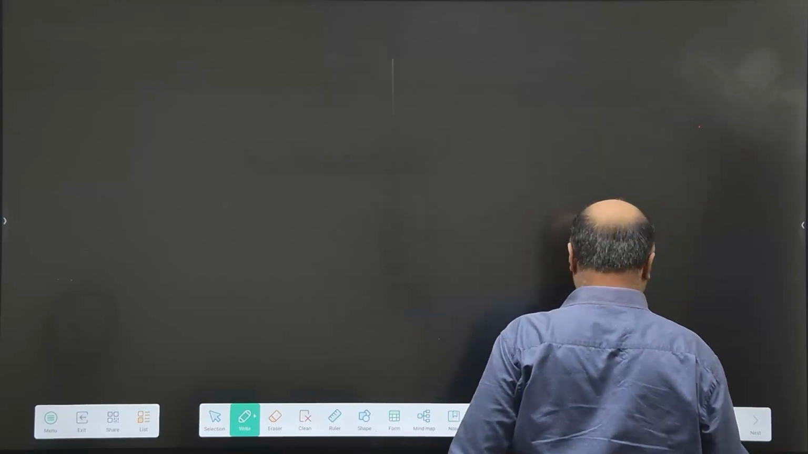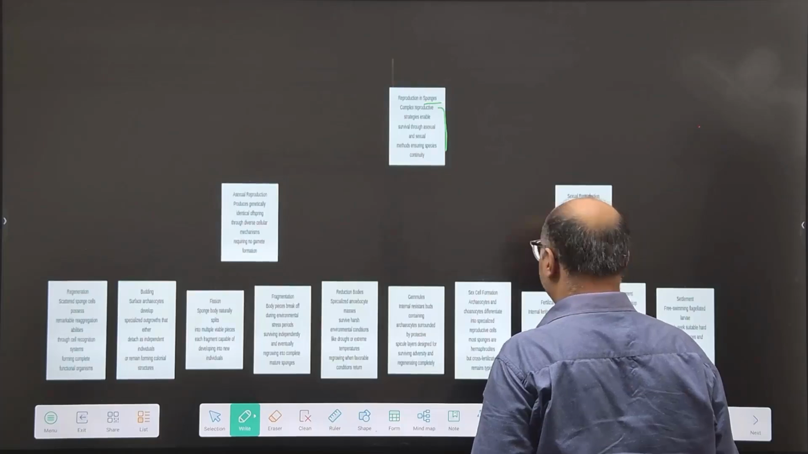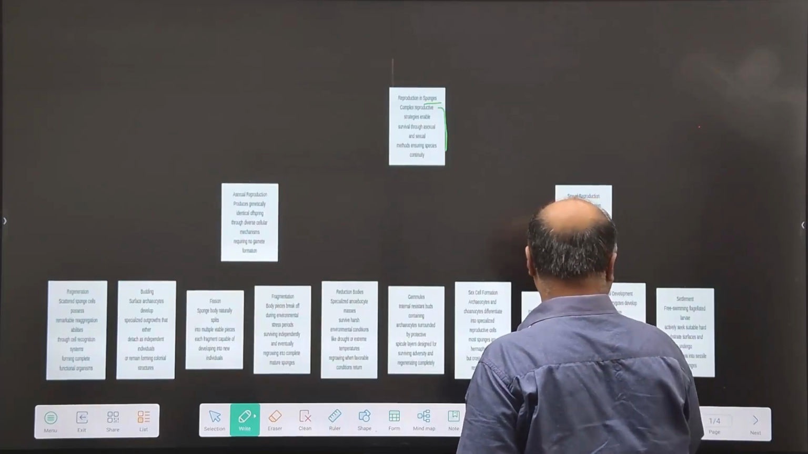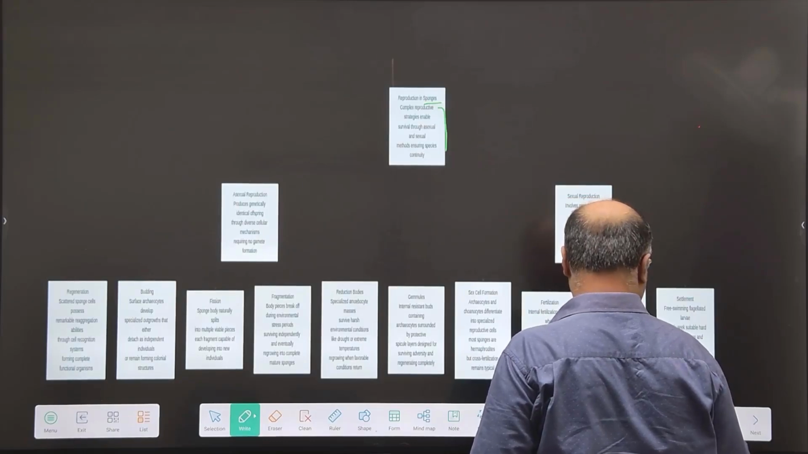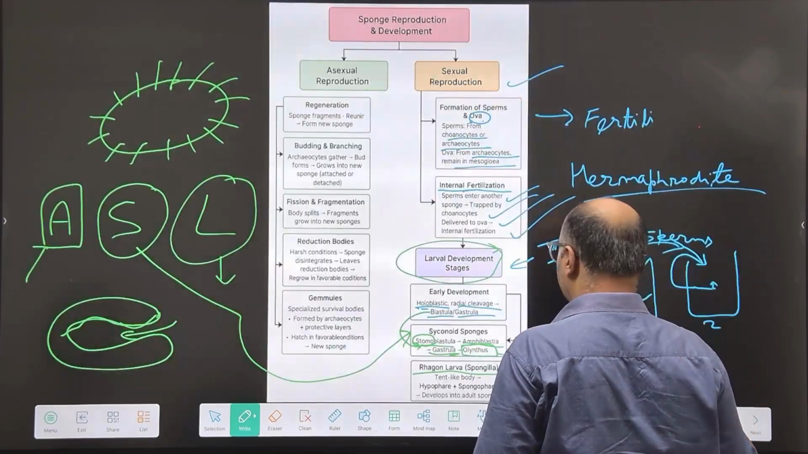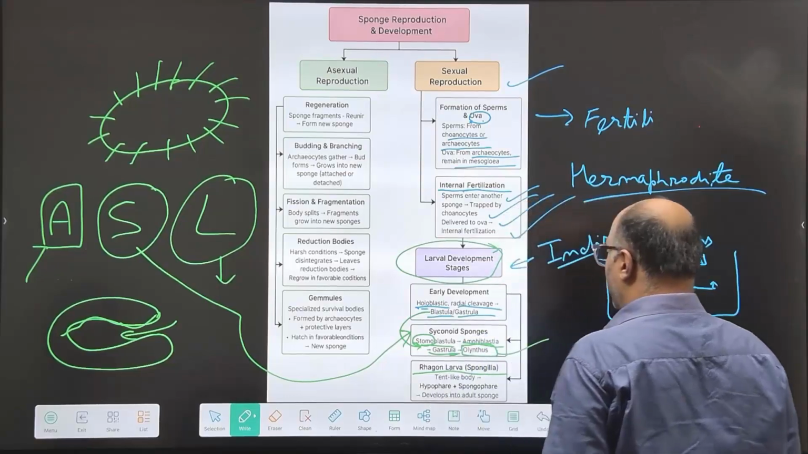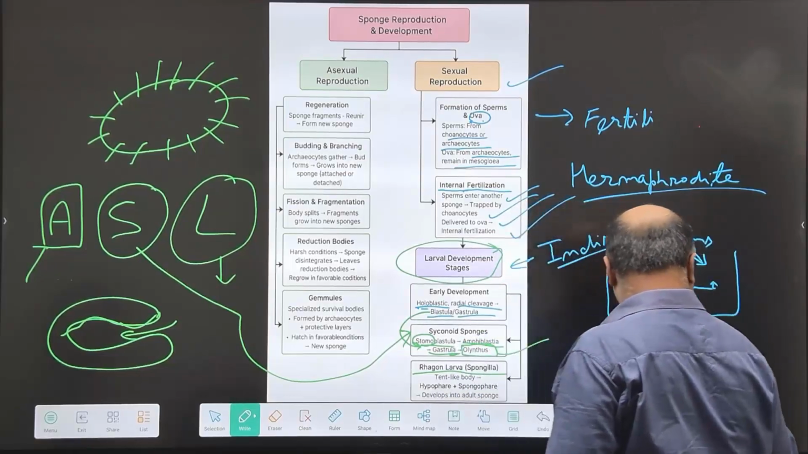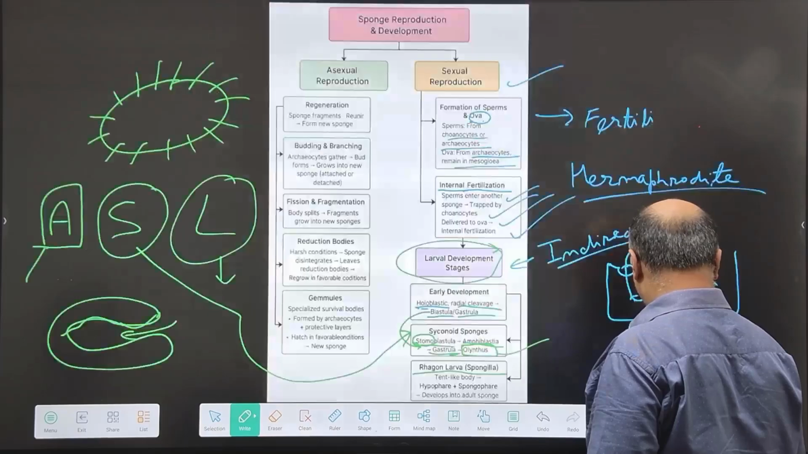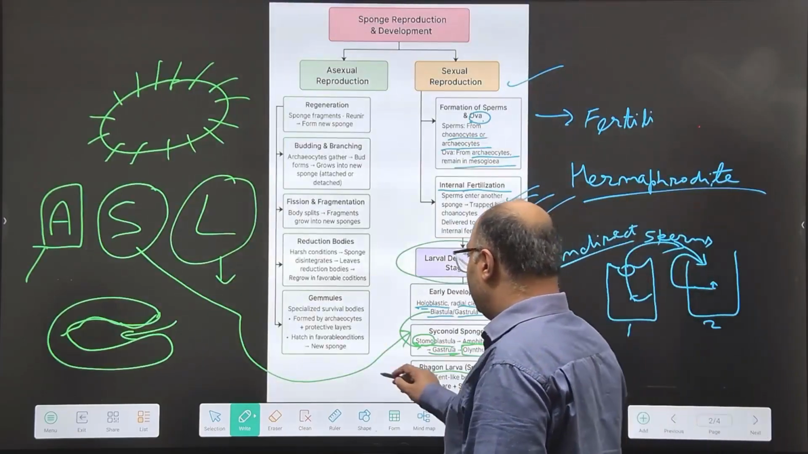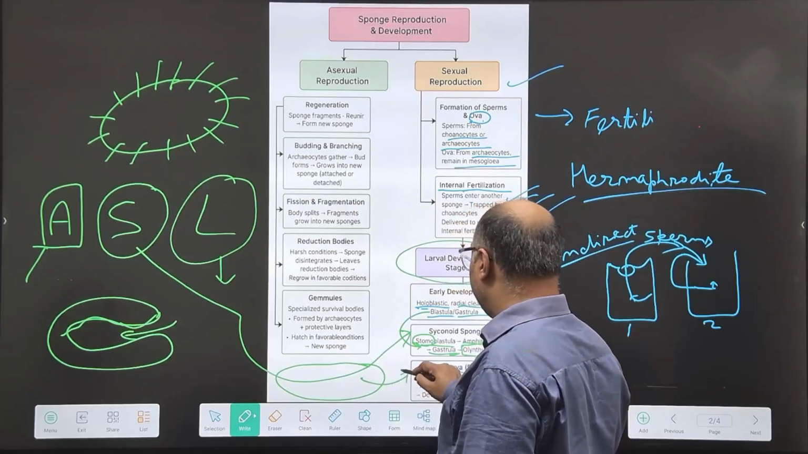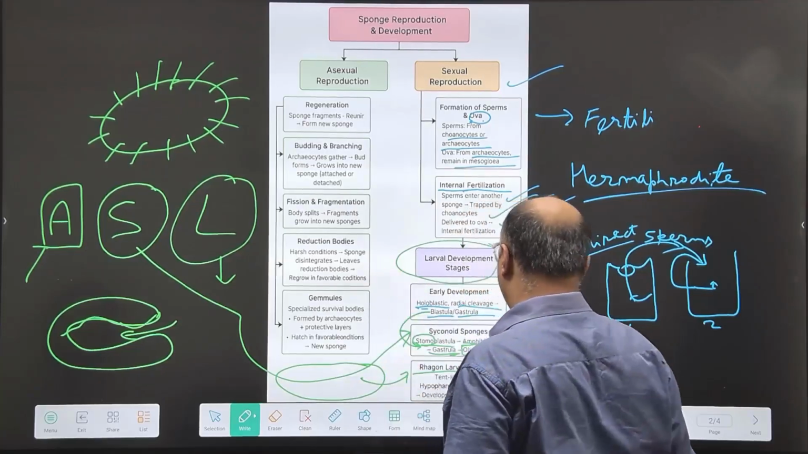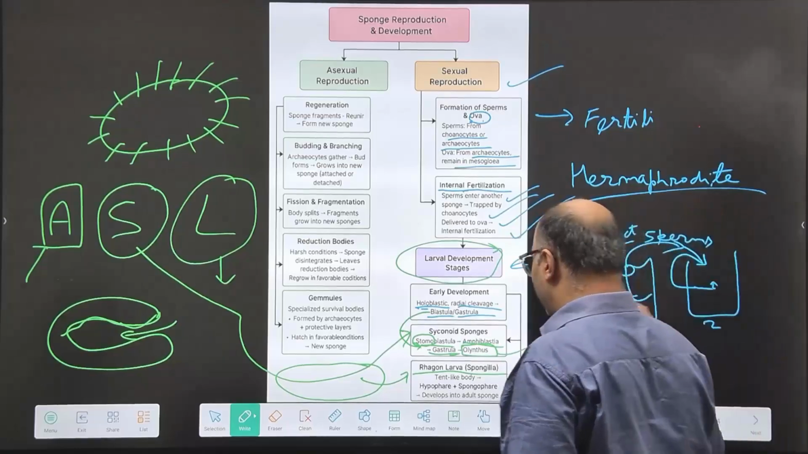Let's get back to our diagram or slide, whatever it is. Okay. So, there was one that I have missed out. That was containing sexual reproduction here, which I wanted to list here. That was mentioning asconoid and leuconoid. And that was the information I wanted to share with you.